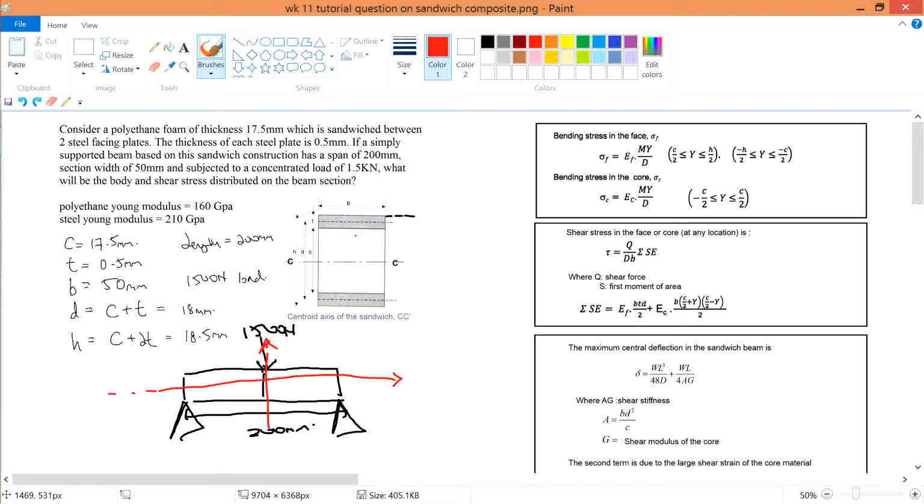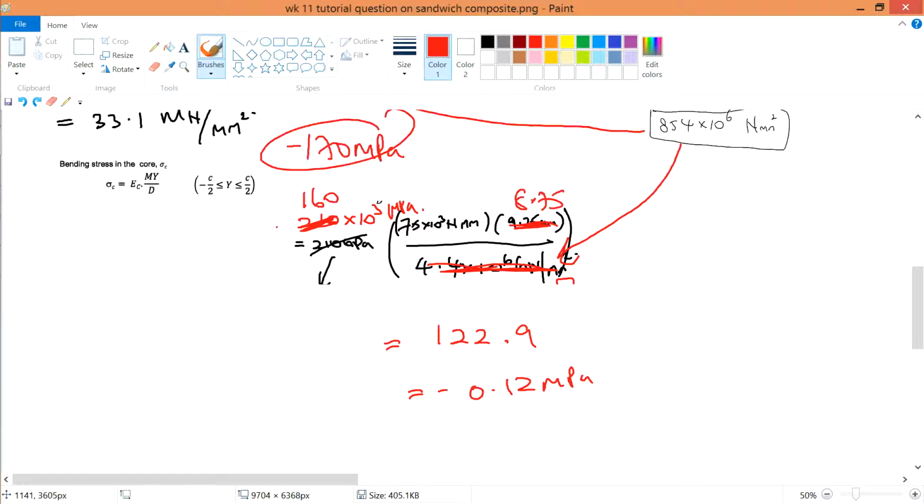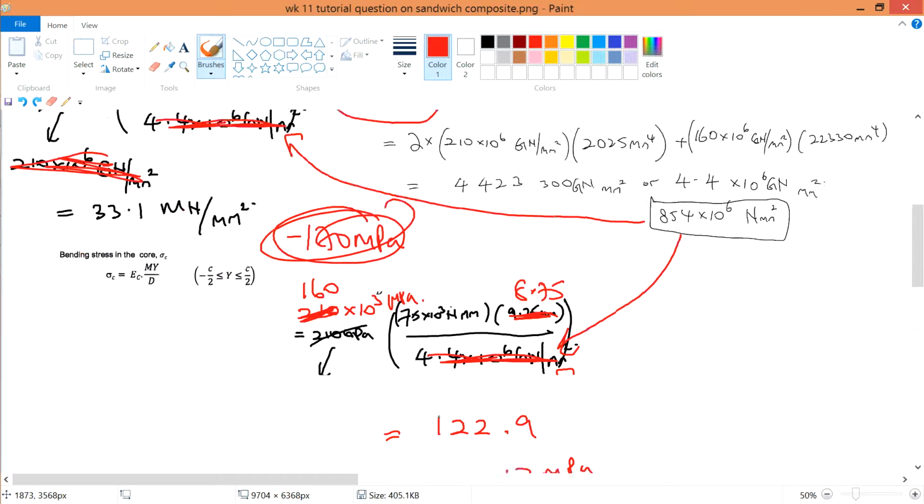To update you, we have already solved the answer, but perhaps the lecturer also wants to evaluate the deflection if it's needed. The question asks us to find the bending stress and the shear stress distributed on the beam section, and that's all. So we have found the shear stresses and the bending stresses here. This is for the face, this is for the core, although the values are a bit weird.